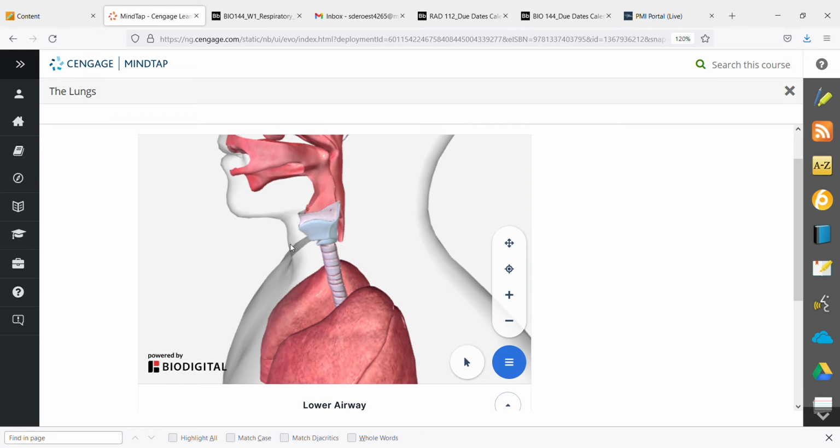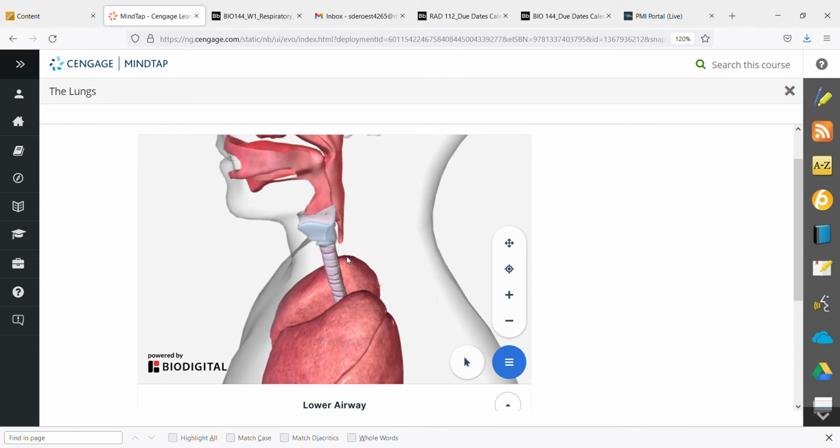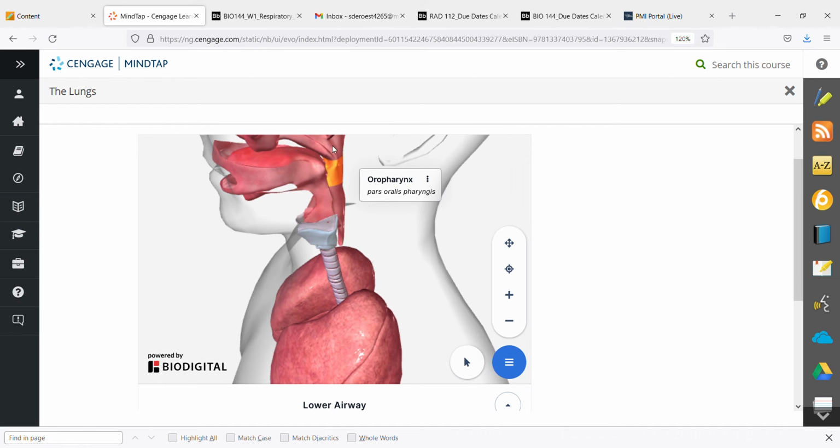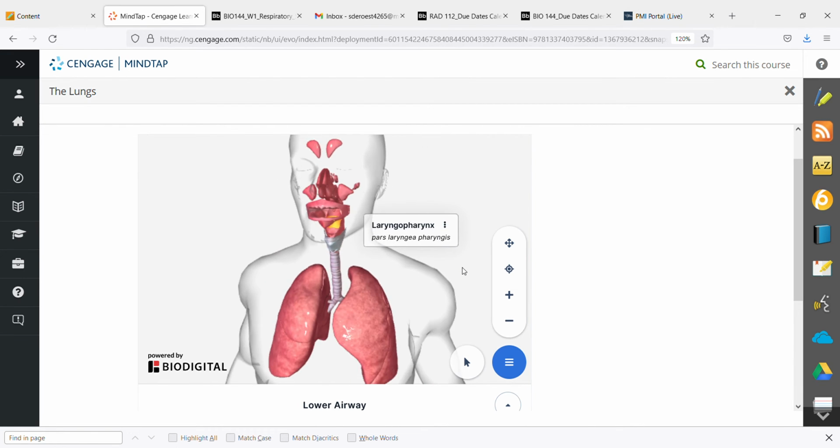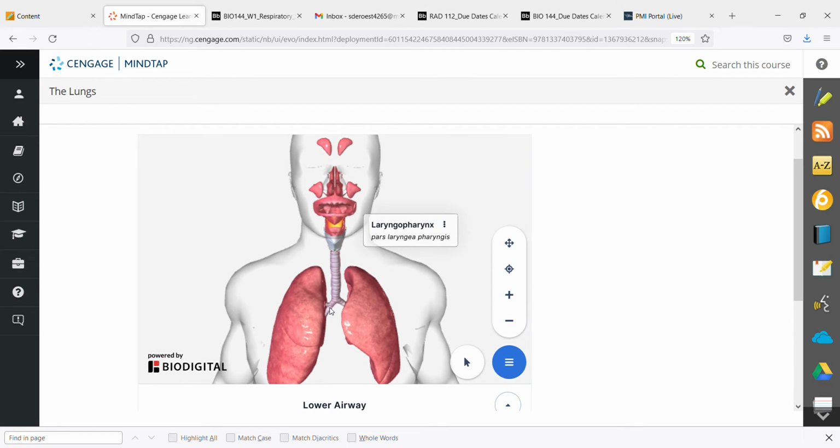And the pharynx is actually back here. It's this whole section: nasopharynx, oropharynx, and the laryngopharynx. So it's those 3 sections of the throat. Trachea, and then you've got your bronchial tubes.